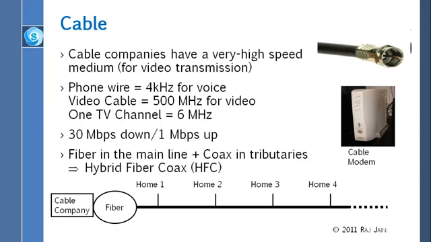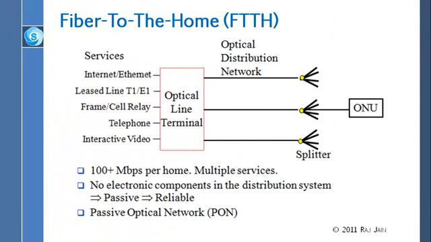However, this cable does not go from your home to the cable company. What they do is they take it to some neighborhood and then they switch on to fiber, and the fiber goes to the cable company. So that is why it is called hybrid fiber coax, HFC. It's a combination of fiber and the coax cable. In some places they have moved forward and they bring fiber to the home, and that is called FTTH.